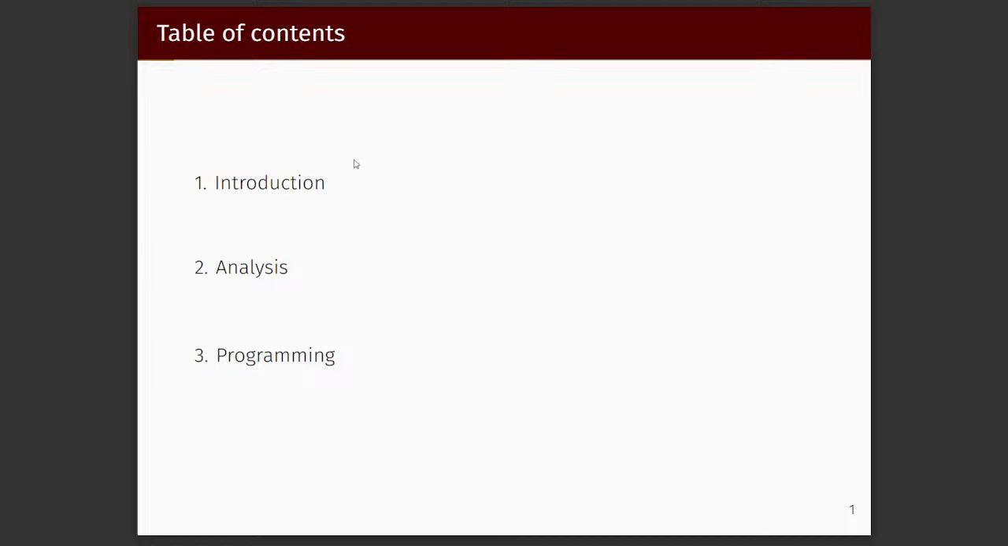So, the table of contents. We will be starting with the introduction, and then we'll go to analysis. Introduction and analysis are basically a part of each other. That is, why we use deep learning, why we switched from machine learning to deep learning, and then we will jump into the programming part.